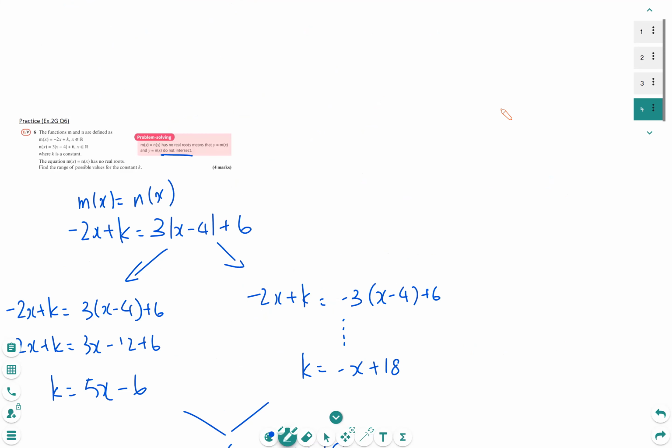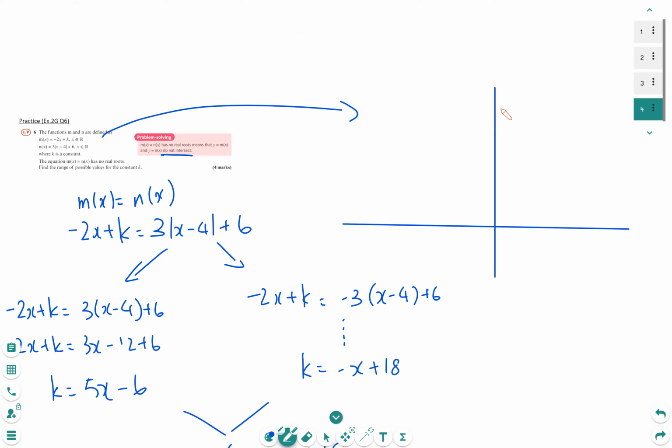Let's draw a diagram here. So m equals minus 2x plus k. Now, if k is 14, minus 2x plus 14 is a line whose y-intercept is 14, so like this. That's m of x.